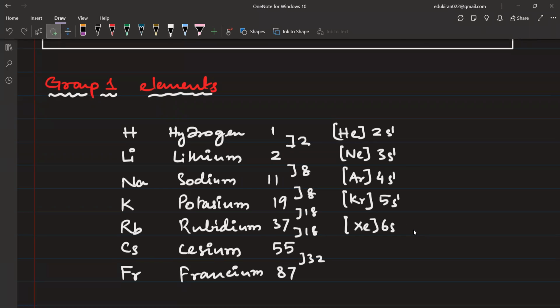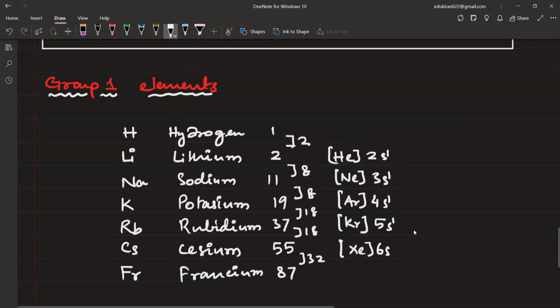No, did we write hydrogen wrongly? Hydrogen's will be 1s1, it starts from here. Sorry, hydrogen does not have any noble gas before it, so it will be 1s1. Then lithium will start, you'll have 2s1, and for francium at last we'll have radon, 7s1.